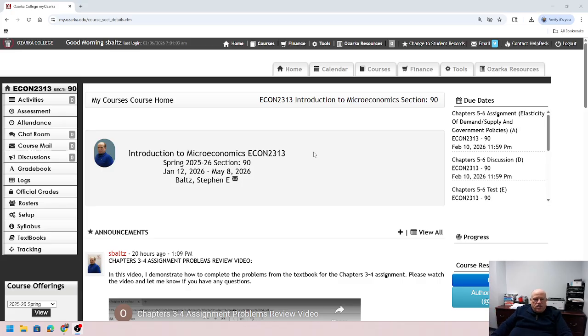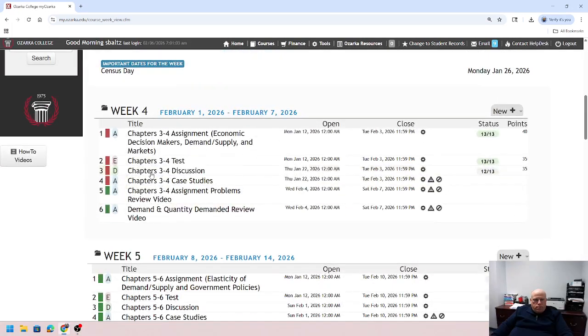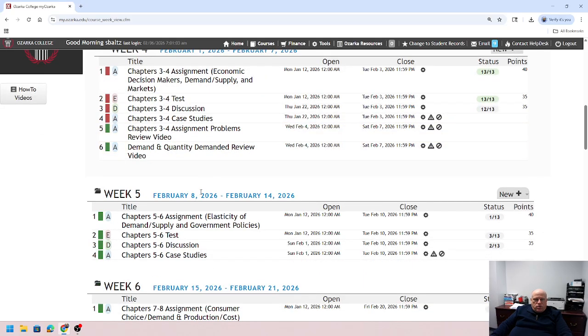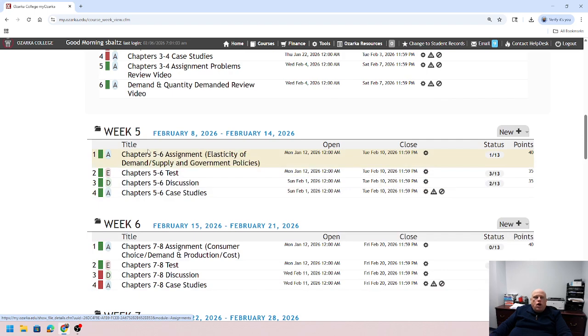One other thing I need to go over today is our next set of activities. If we go to the activities page in my Ozarka, right now we are at the end of week 4 of this semester. So we've got one more day in week 4. There's nothing else due this week. Of course, we had work due earlier this week. Our next set of activities for chapters 5 and 6 are due early next week, specifically Tuesday, February 10th. So you've still got a few days to work on these. Hopefully you've already gotten started on those.